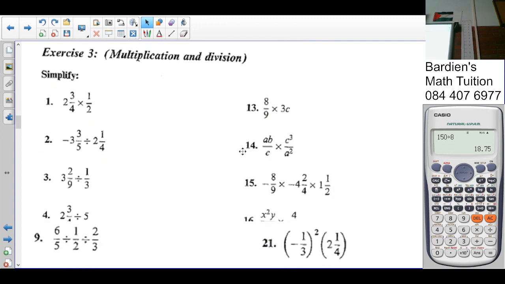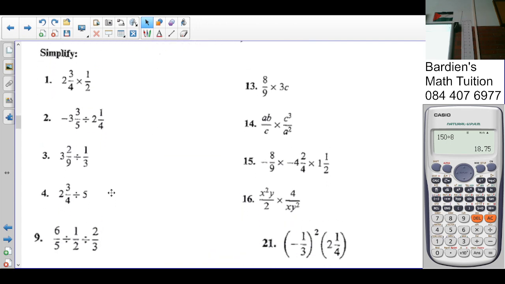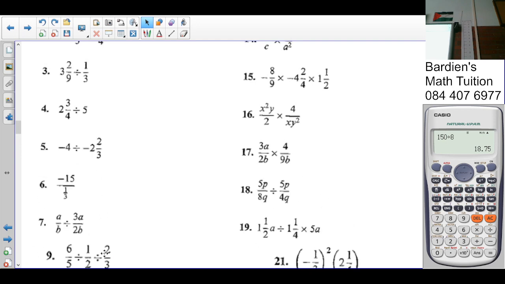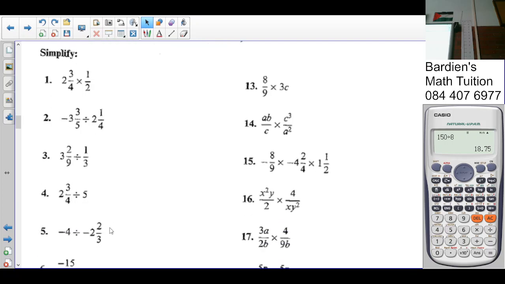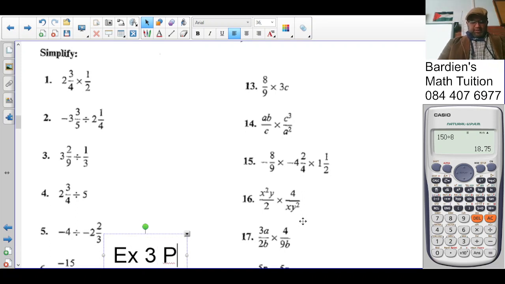Now coming to the homework here. This was exercise 3 on page 67.